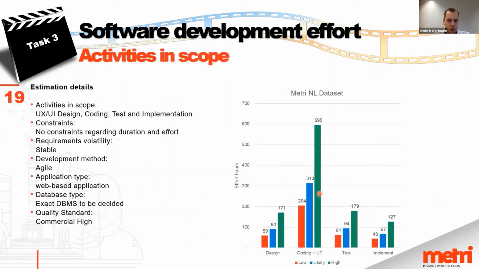Because this estimation is a probability curve, it is possible to provide a low, a likely, and a high estimate for the project in both the throughput, or actually the lead time of the project, and the number of hours required to perform activities. Here we have split them into 4 different activities, which are design, coding, testing, and implementation. Some more details about the activities in scope are here.